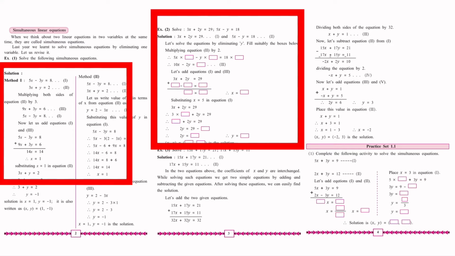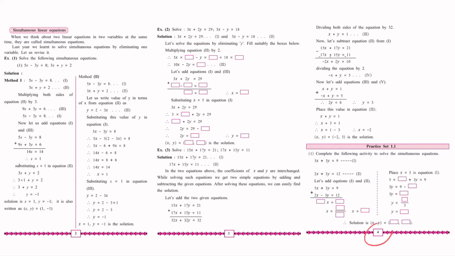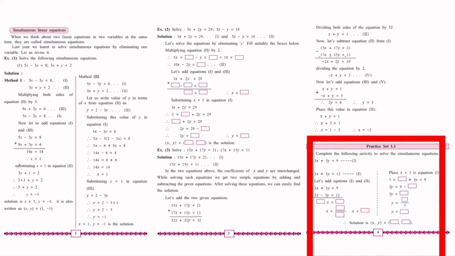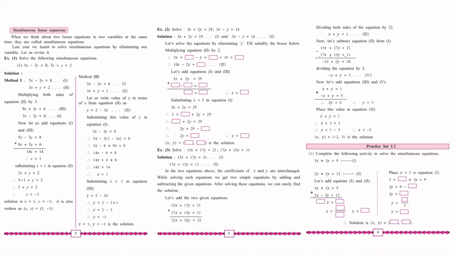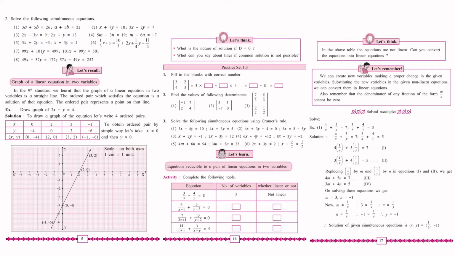So example number 1 from page number 2, example number 2 from page number 3, and then from page number 4, practice set 1.1. First question is reduced because it is again of elimination method. So from page number 4, practice set 1.1, question number 1 is reduced. Next we have page number 5.